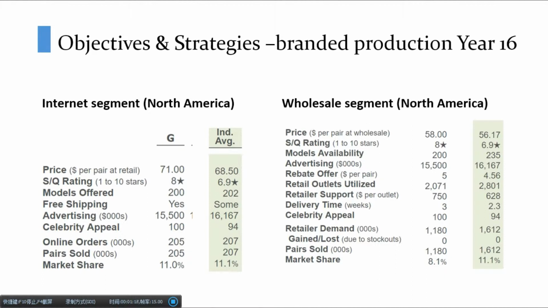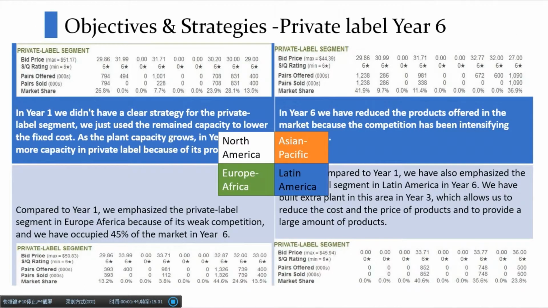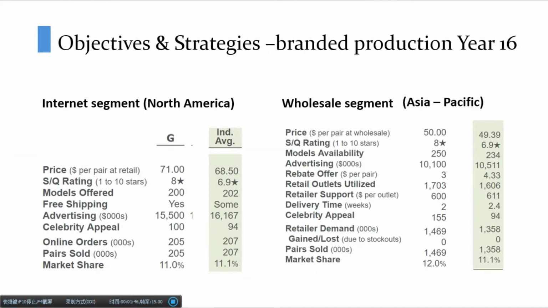In North America and Europe Africa, we were hoping to rely on the celebrity effects to boost our business, but many companies increased their advertising expenditure, and we didn't keep up, so our performance in these 2 areas was not ideal. But in Asia Pacific and Latin America, our advantages in price are more evident. In addition to celebrity appeal and the shorter delivery time, we have better performance in these 2 areas.